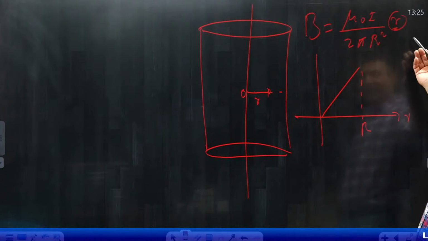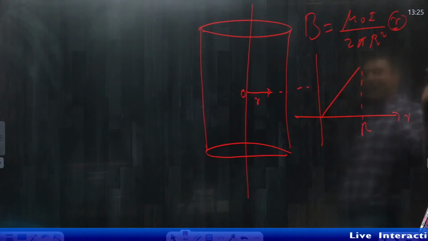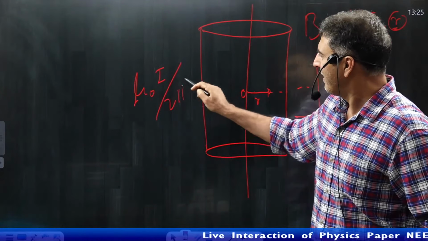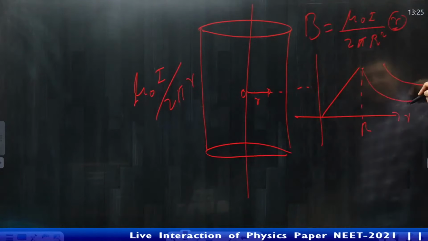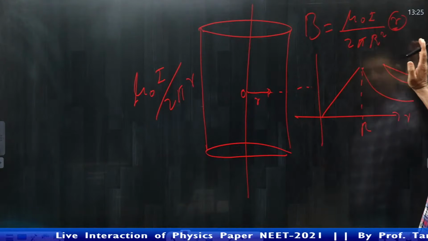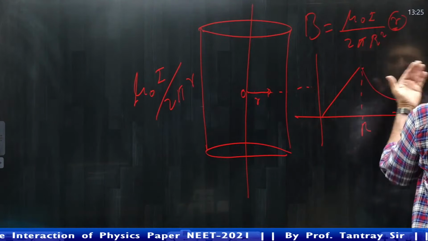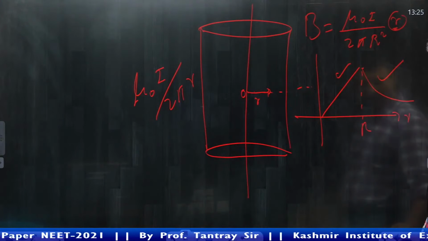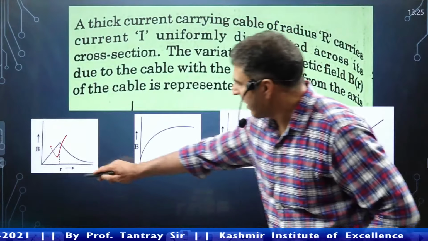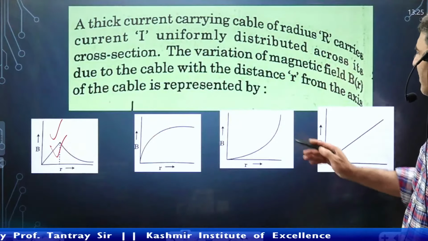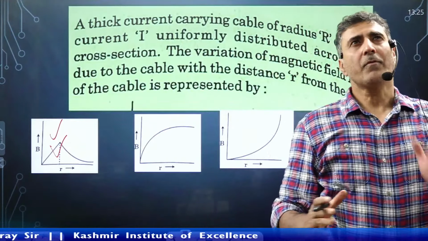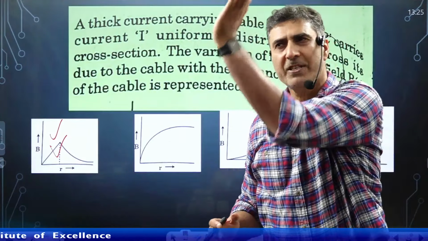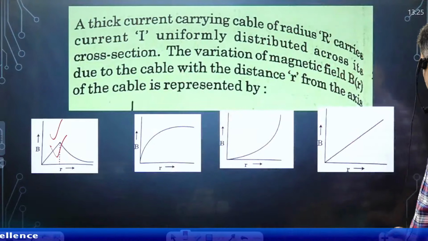From there onwards, when it goes out, the magnetic field decreases as 1 by r, because the outside formula is mu 0 I by 2 pi r. So it goes like this. This is the answer. First, in the conductor from the axis towards the surface it increases with r, and from the surface onwards it decreases as 1 by r. So that must be the answer.